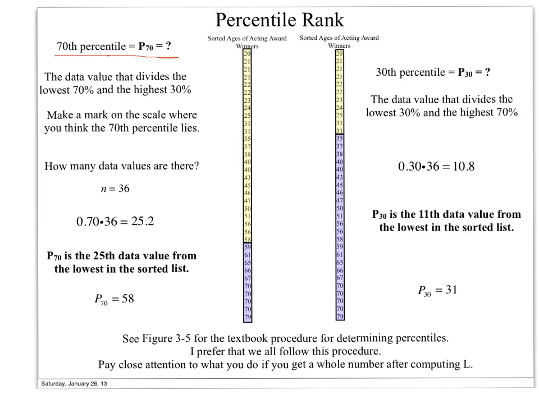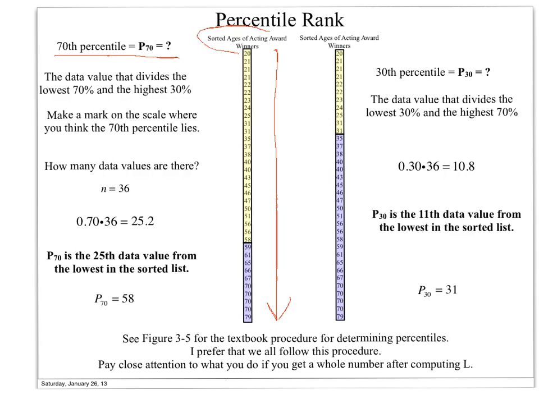So how do we find the 70th percentile? Well, you start by sorting the data values. So here we have the sorted ages of acting award winners on the left-hand side. And you can see that we've got them in order from smallest to highest. Okay, so they're in ascending order.